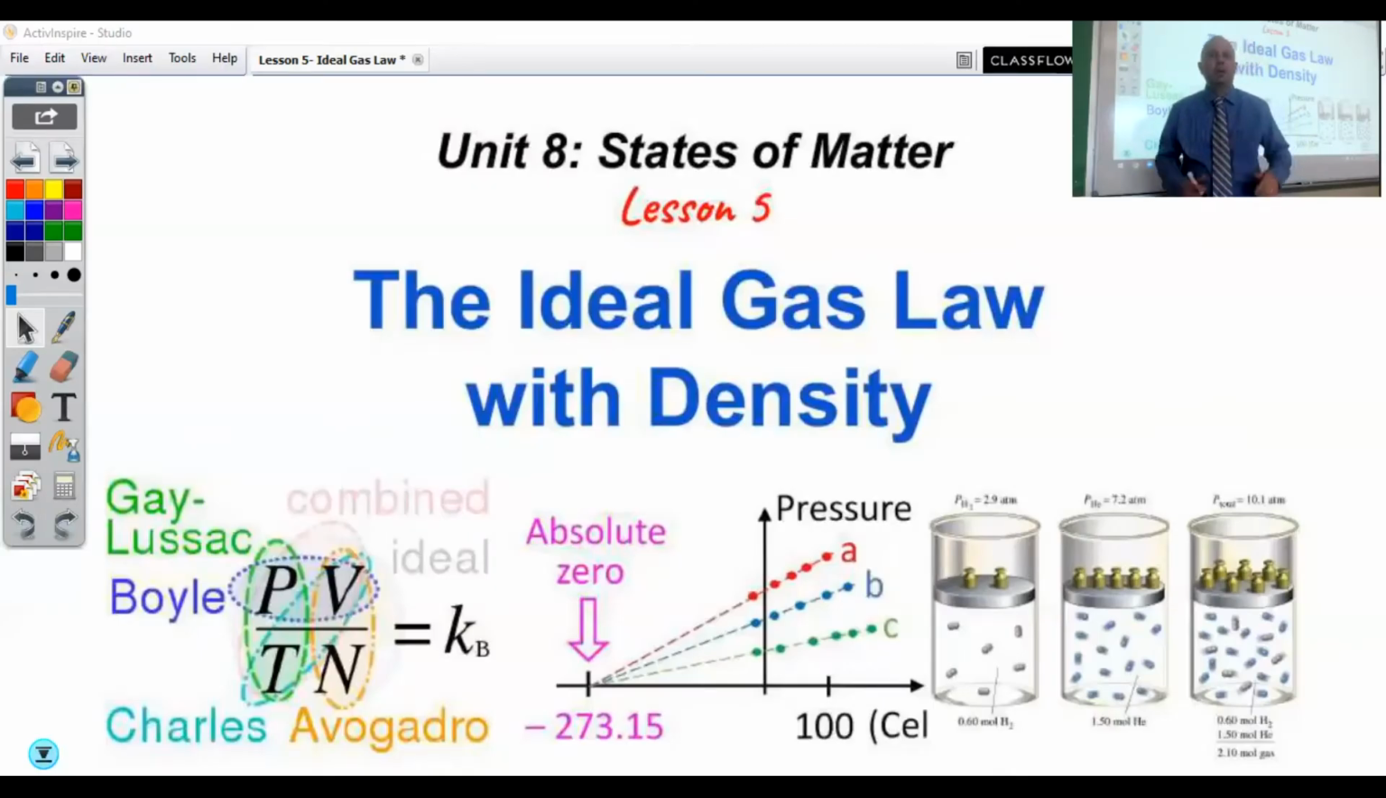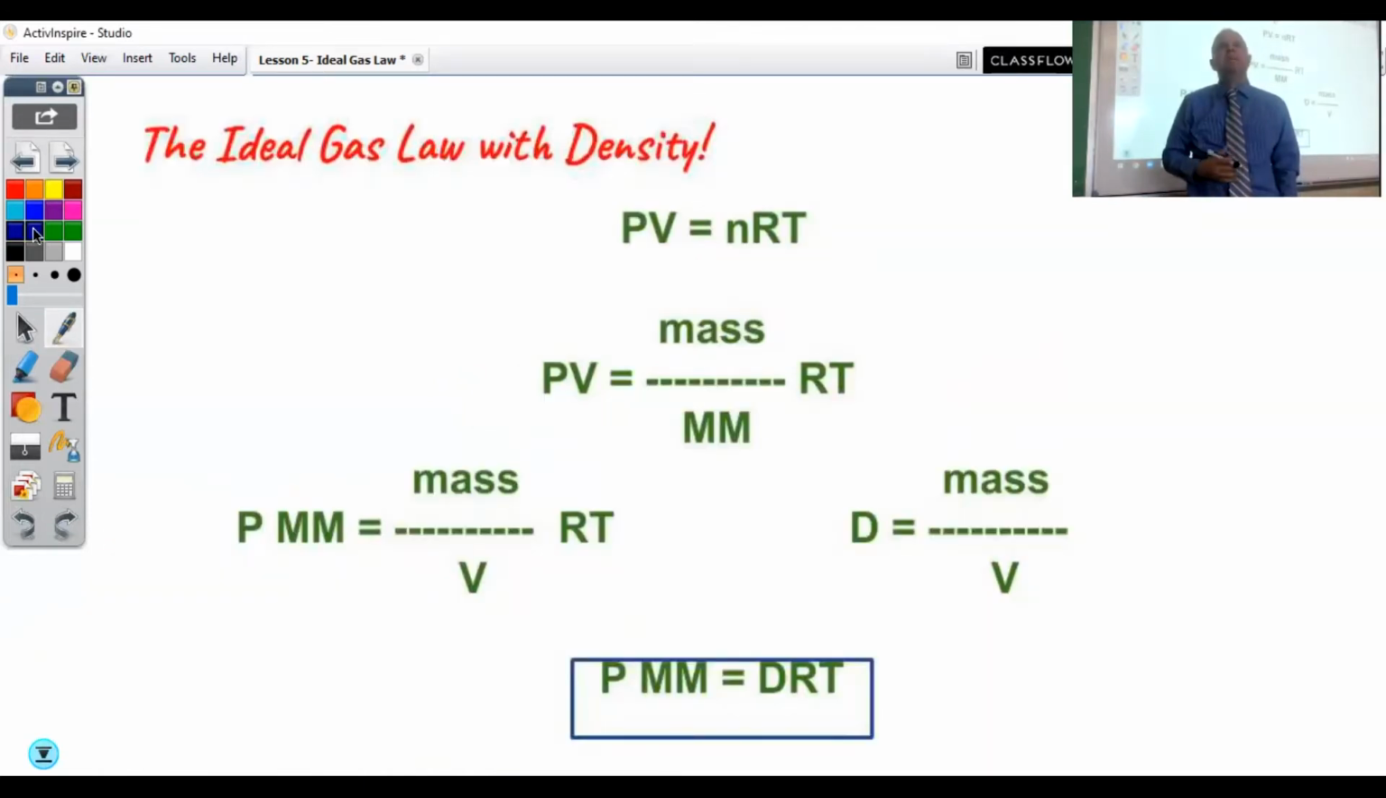Hello, everyone. Today we're going to work on lesson 5. We're going to take the ideal gas law that we learned about last week and expand on it, including density now in our calculations. So we're going to begin by looking at a few equations that show us exactly how to mesh together the ideal gas law that we learned about last week with density, mass, and volume, a topic that we learned about way back in September.